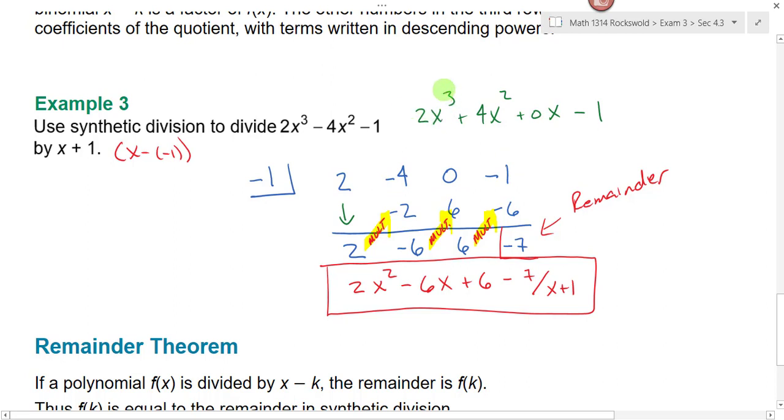So if this would have been a 5th degree polynomial, I would have needed a number for x to the 5th, x to the 4th, x to the 3rd, x to the 2nd, x to the 1st, and a constant. You could have multiple zeros, yes. It's going to be 1 degree less on the power of x. These are the constants that go in front of the variables, starting with the highest power being 1 less than what our original polynomial was.